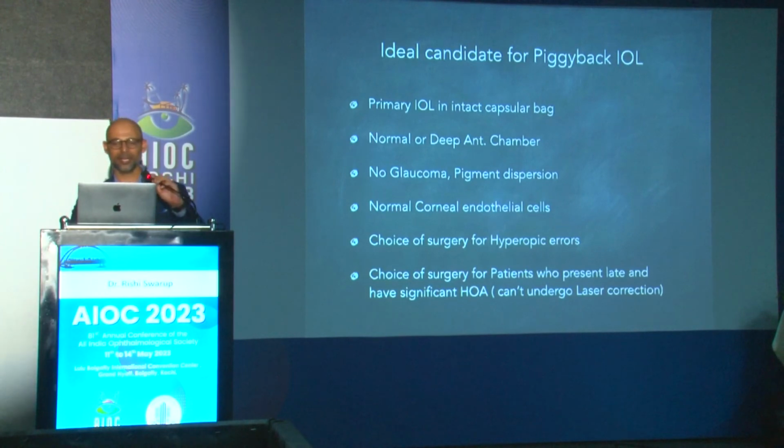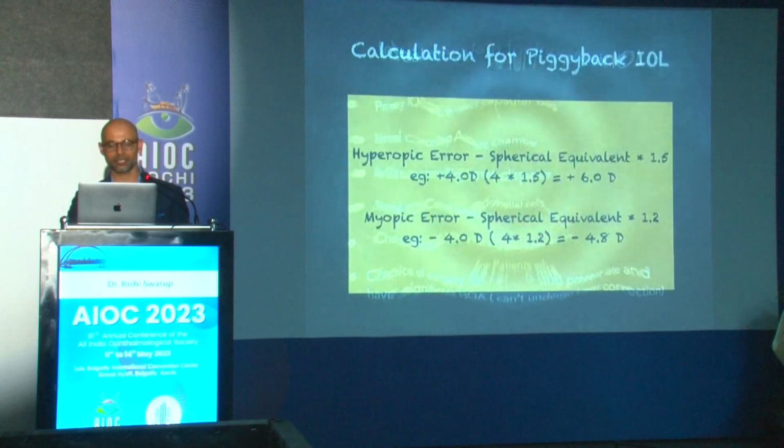So who are the ideal candidates for a piggyback lens? Primary IOL in an intact capsular bag, normal or deep anterior chamber, not a shallow chamber, no glaucoma, no pigment dispersion, no endothelial problems. Choice of surgery for hyperopic errors particularly, and choice of surgery for patients who present late and have a significant higher order aberration which may not be laser correctable.